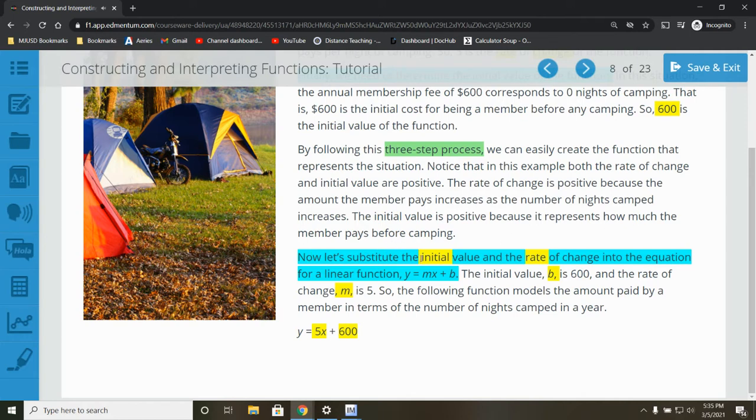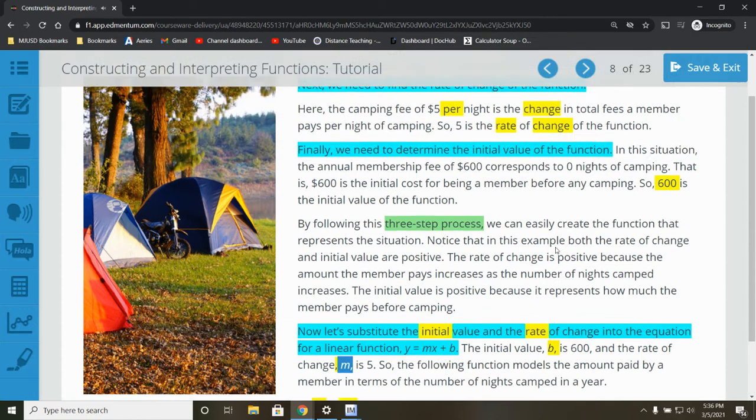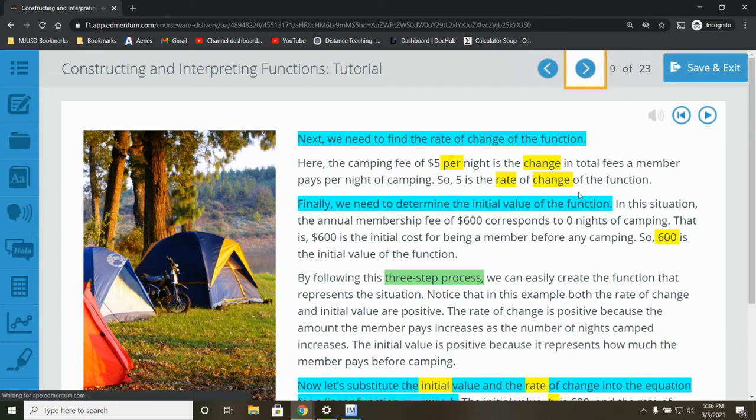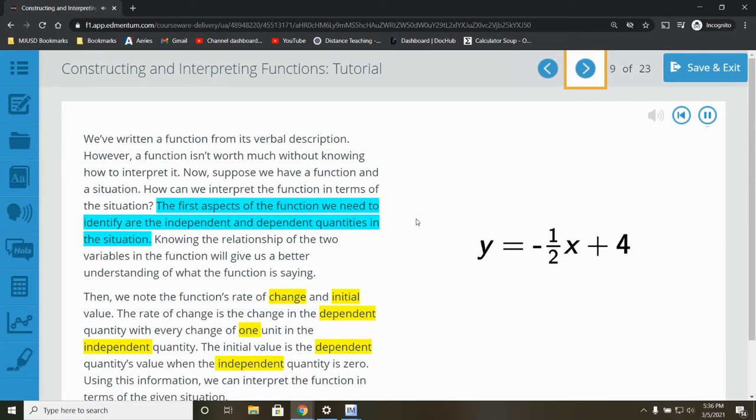Now let's substitute the initial value and the rate of change into the equation for a linear function, y equals mx plus b. The initial value, b, is 600, and the rate of change, m, is 5. So the following function models the amount paid by a member in terms of the number of nights camped in a year: y equals 5x plus 600. We've written a function from its verbal description.